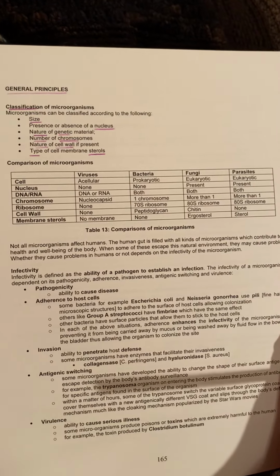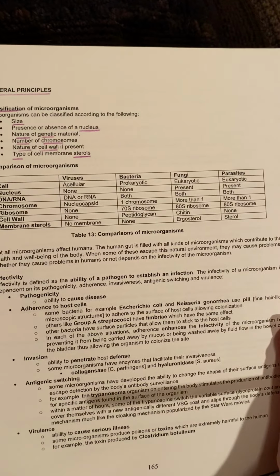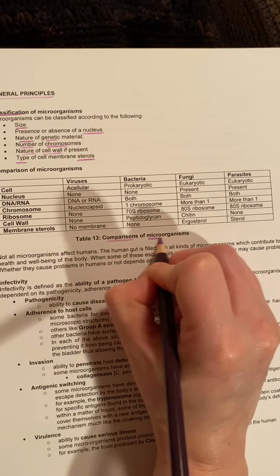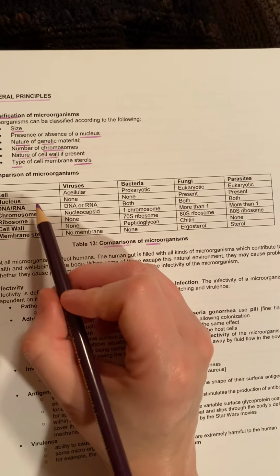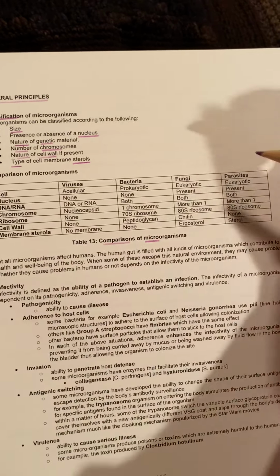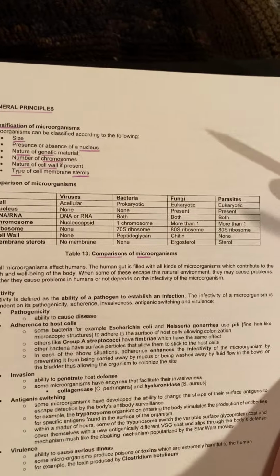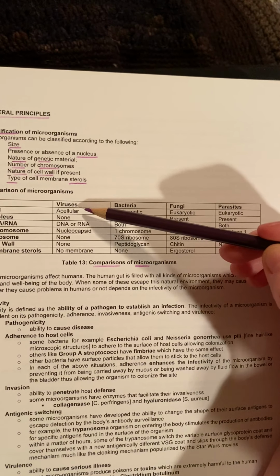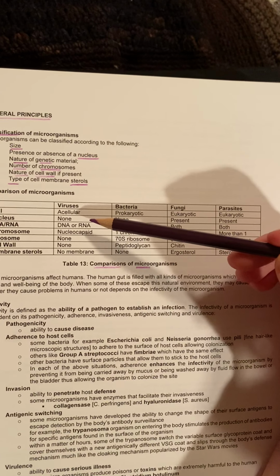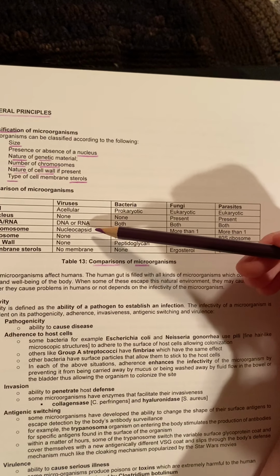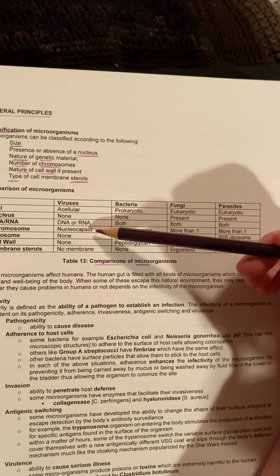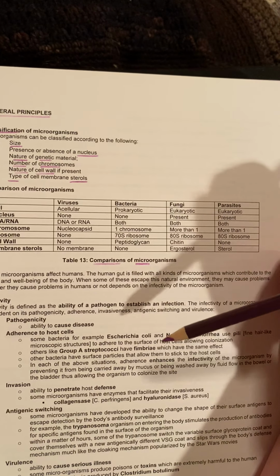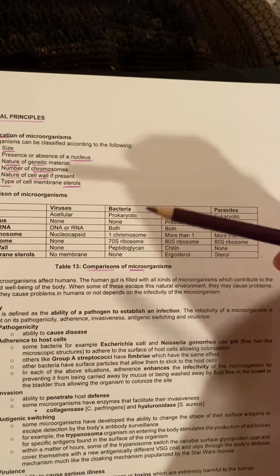Let's take a look at this chart. It's pretty hefty comparisons of microorganisms. Am I gonna go through this right now? Okay, viruses are acellular, have no nucleus, DNA or RNA. The chromosome is nucleocapsid, ribosome none, cell wall none, no membrane sterols. Hopefully I'm reading this right.